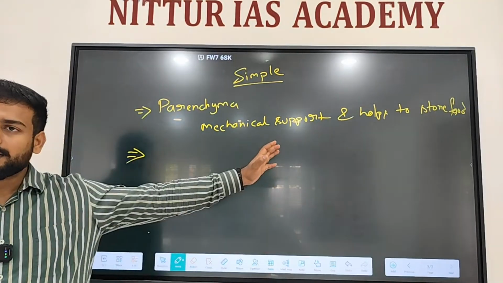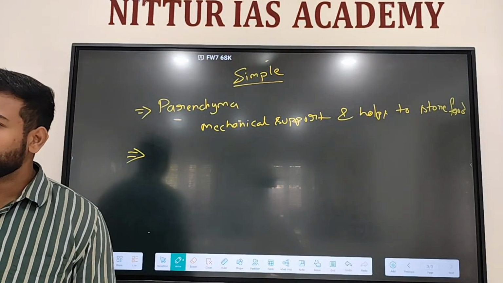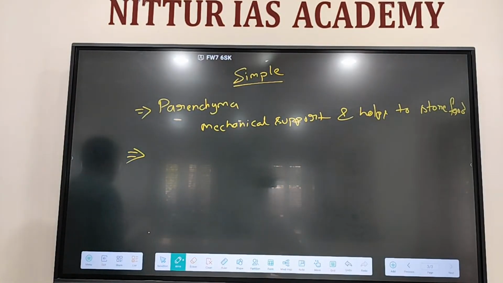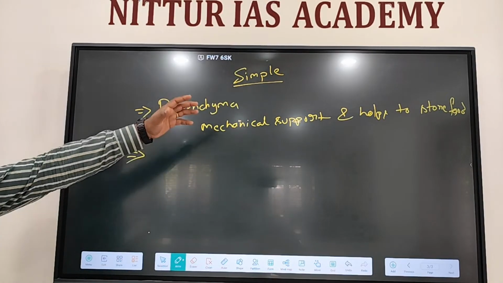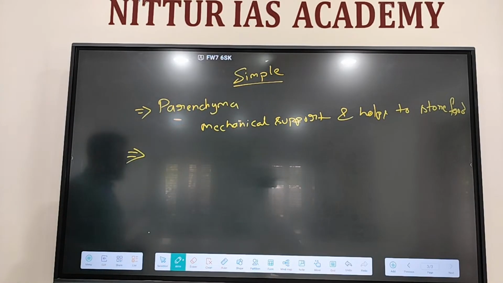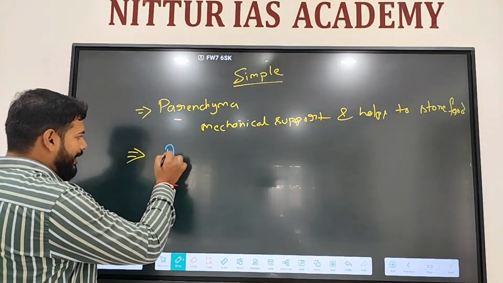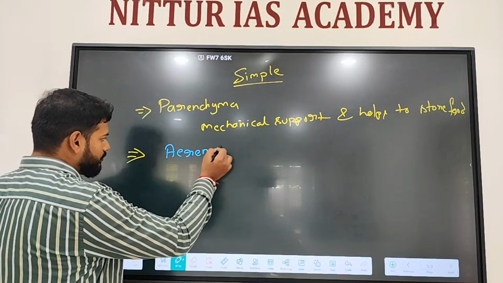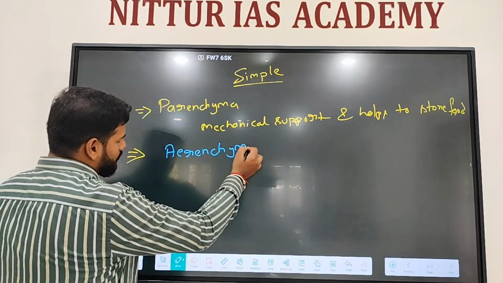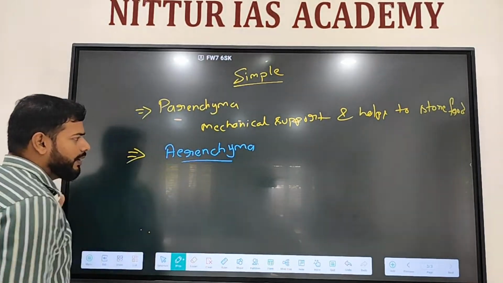Likewise, in plants, the storage will be in the form of parenchyma. Parenchyma, right? One of the storage forms. There are many other forms in plants. Parenchyma. Then we have aerenchyma.